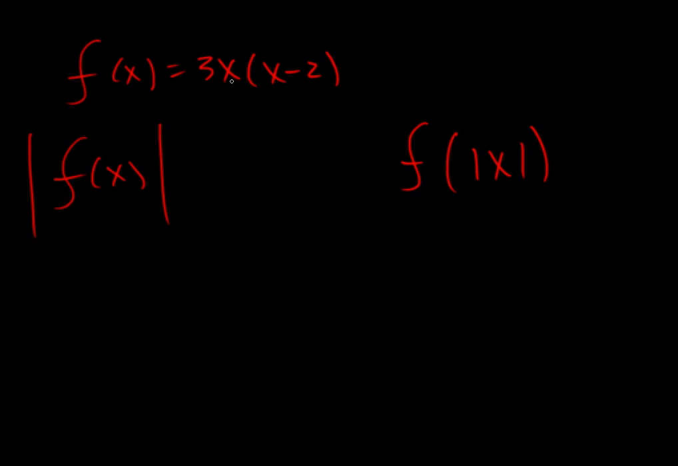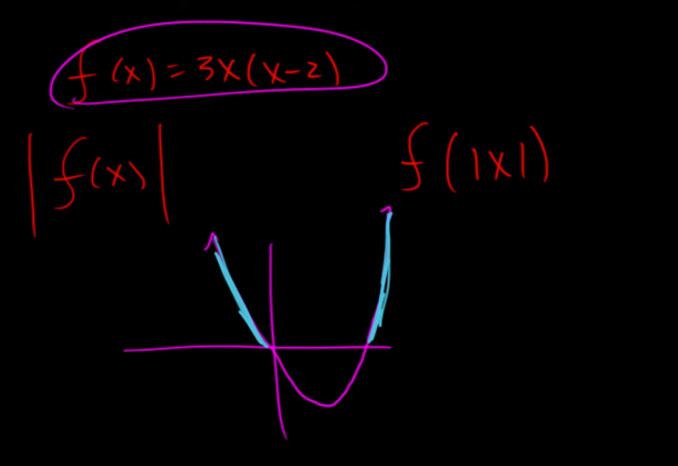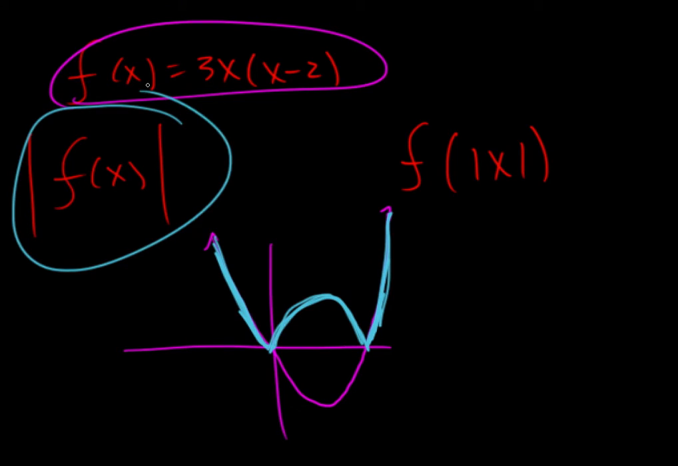So if we were to graph this, the original function, it's just going to go like this. And basically this is saying take the absolute value of all the y values. So this piece is going to stay the same. This piece will stay the same. But this part that has negative y values, those are going to just flip up and become positive. And so this blue one is the graph of that.